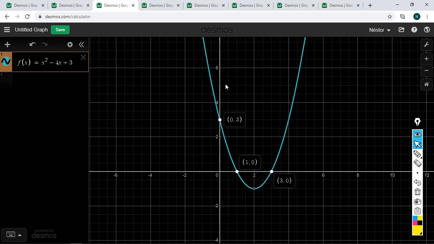This cannot happen with a function. These two things, okay? Like having two y-intercepts for a function, that would be incorrect. Okay, that would be incorrect.